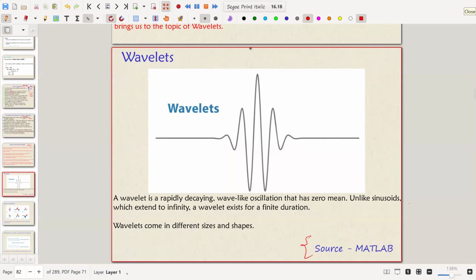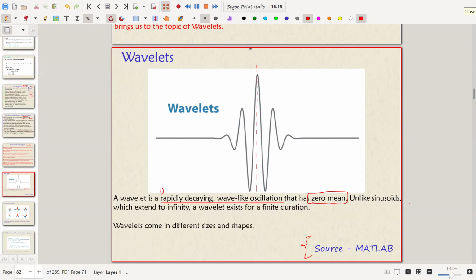A wavelet is first a rapidly decaying wave-like oscillation. Of course it's a wave-like oscillation, but it will decay to zero. It has zero mean. You can see it is perfectly symmetric around here. The left of my red vertical boundary line is just a copy of the right. So a wavelet is a rapidly decaying wave-like oscillation which has zero mean.